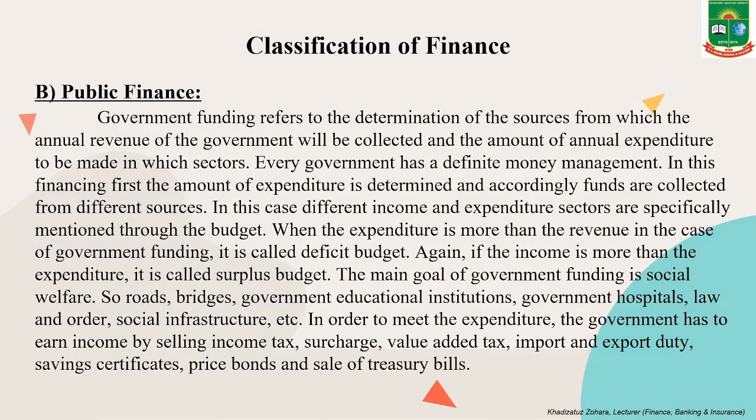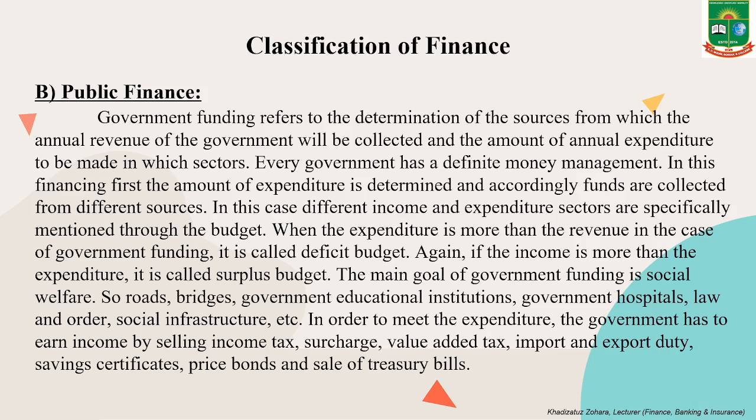And the second one is public finance. Government financing is called public finance. Government funding refers to the determination of sources from which the annual revenue of the government will be collected and the amount of annual expenditure to be made in which sectors. In every country, every government has a definite money management. For running the country, every government has to manage money. In this financing, we are going to discuss the management of money by the government.